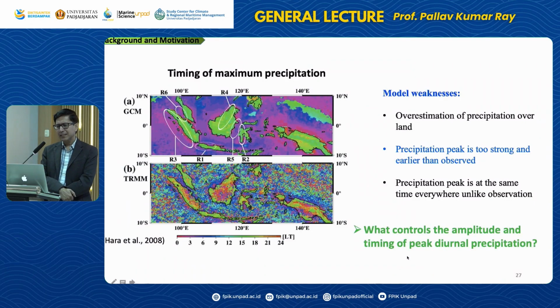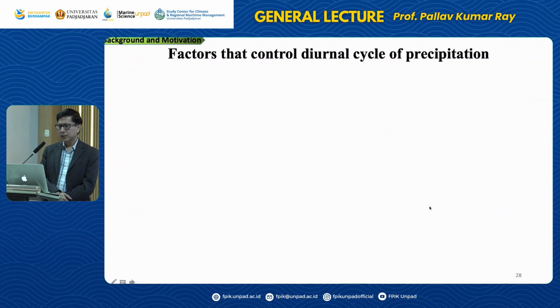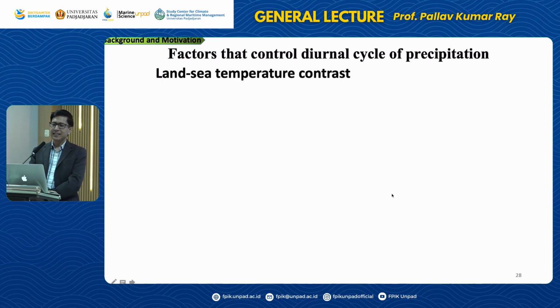So the question that we are asking is, what controls the amplitude and timing of peak diurnal precipitation over the islands in the maritime continent? Obviously, among the factors that control the diurnal cycle of precipitation, the main thing is the land-sea temperature contrast. Because your land is so much warmer during the daytime and the ocean is cooler compared to the land, you have a land-sea temperature contrast. That brings moist air to the land, and then you have precipitation over the islands.